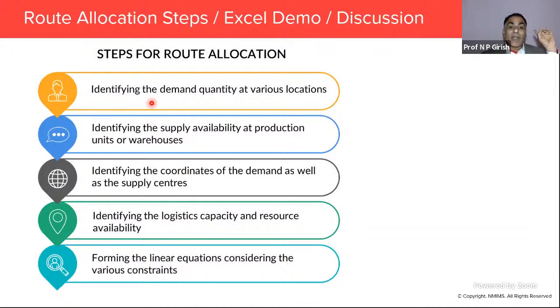Okay. Identifying demand quantity at various locations. You need to know which are the demand center, what's the quantity demanded. Number two, identify the supply location and what is the supply capability. So you have a supply location. I want 10,000. Nearby supply location is only 5,000. 5,000 from here and 5,000 from somewhere else. Yeah. So supply availability and the location.